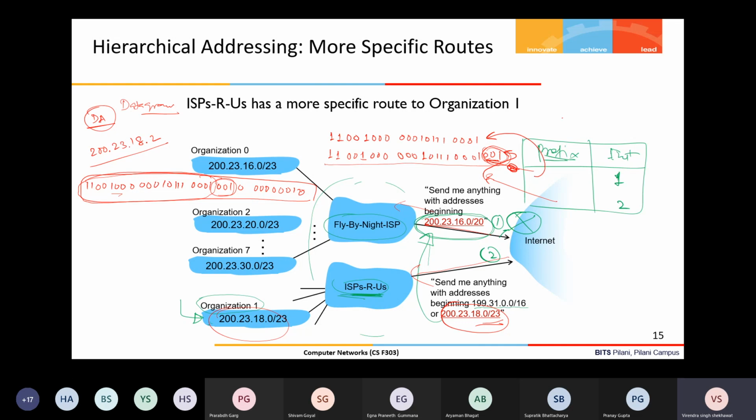So you can see how longest prefix matching is useful. It gives me the correct forwarding to the destination even when a block of IP addresses is moved from one ISP to another ISP. That is the reason why longest prefix matching is used.